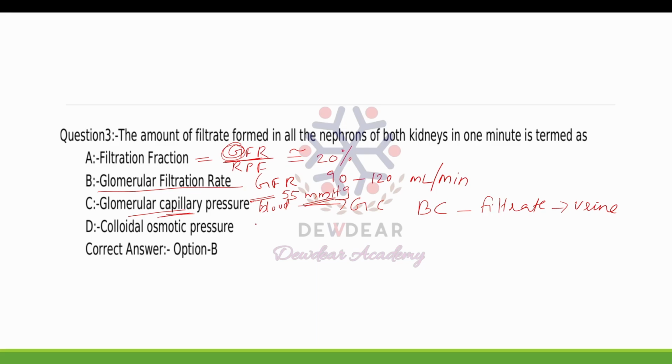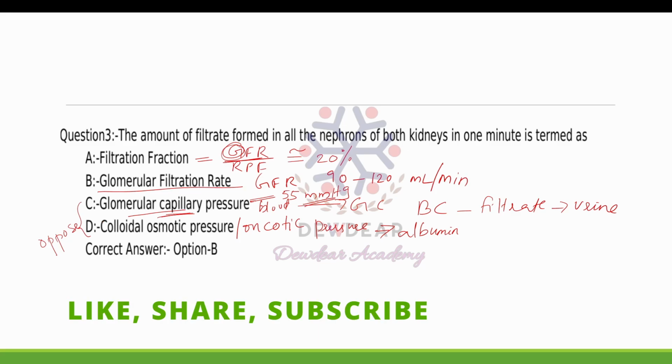Then next we have the colloidal osmotic pressure, or oncotic pressure. What is colloidal osmotic pressure? It is the force exerted by the plasma proteins like albumin in the blood plasma that pulls water back into the capillaries from the surrounding tissues. So we can say it is just the opposite of the glomerular capillary pressure. These two act in an opposing manner: colloidal osmotic pressure opposes the glomerular capillary pressure, and thus it reduces the filtration.